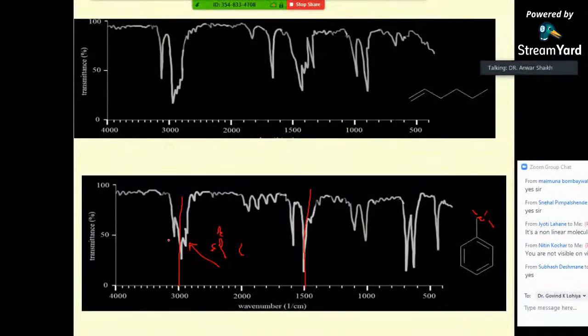But if you see 3100, you will be finding one more peak at 3100. So which peak did I tell you at 3100? Can you type in the box which peak I told at 3100?